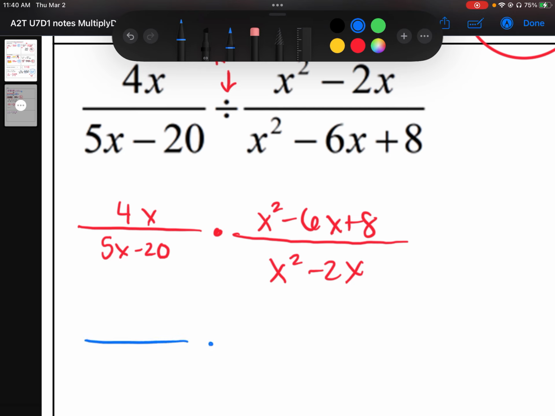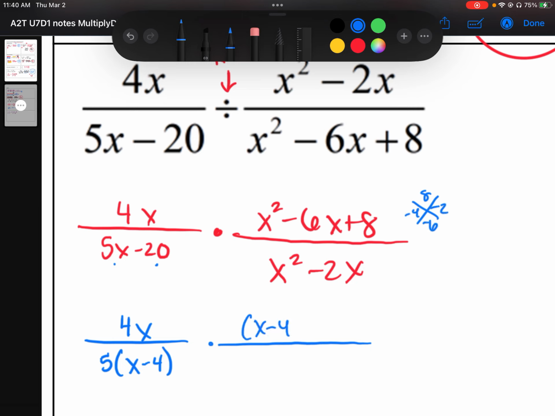Okay. The first fraction, 4x, can't be simplified. Denominator, 5x minus 20. It's a binomial. I'm automatically checking, is it a difference of perfect squares, or can I take out a GCF? I can take out a 5. So this would be x minus 4 then. Over on the right, I've got multiplies to 8, adds to negative 6, negative 4, negative 2. Denominator, not perfect squares. It is a difference, but all I can do is take out an x. So this is left with x minus 2.